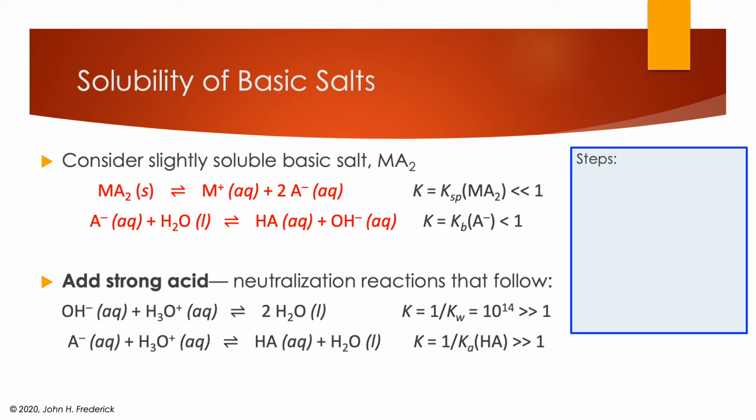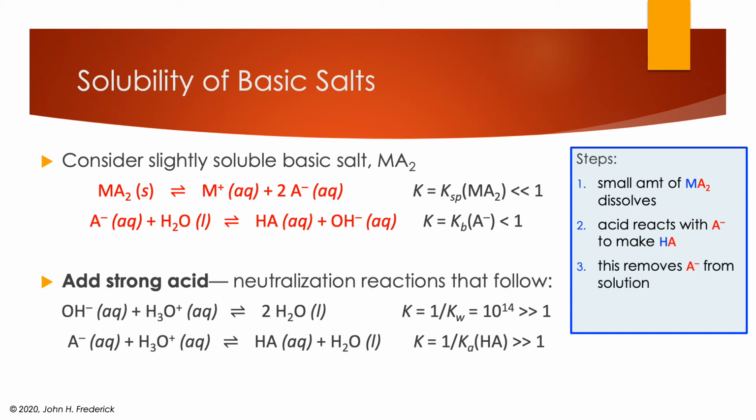Now, the whole point of the steps we're taking is we're dissolving a small amount of MA2 in water, and then the acid is going to react with the anion, with the negative ion, to make undissociated weak acid. And the effect this has is to remove that anion from solution. So now we have to think about Le Chatelier's principle. If we're removing some of the ion from solution, then more of it can dissolve. So in essence, this is how the strong acid can actually enhance the solubility of a basic salt.